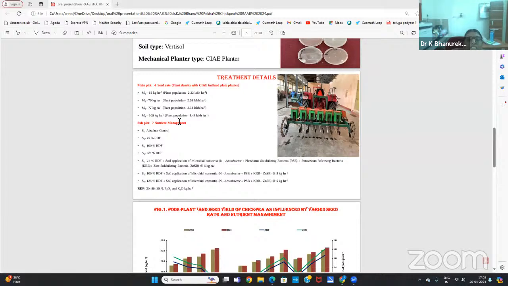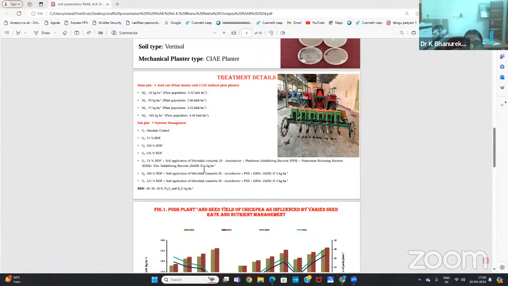And 105 kgs had a little more population. Generally we go for 100 kgs with manual sowing, whereas 105 kgs accounted to 4.44 lakh. In the subplots, we had different nutrient management practices like absolute control, 75% of the RDF, 100% and 125%. We also had a combination with the microbial consortia, that is Azotobacter, phosphorus solubilizing bacteria, and KRB, which was from our PJTSA only.